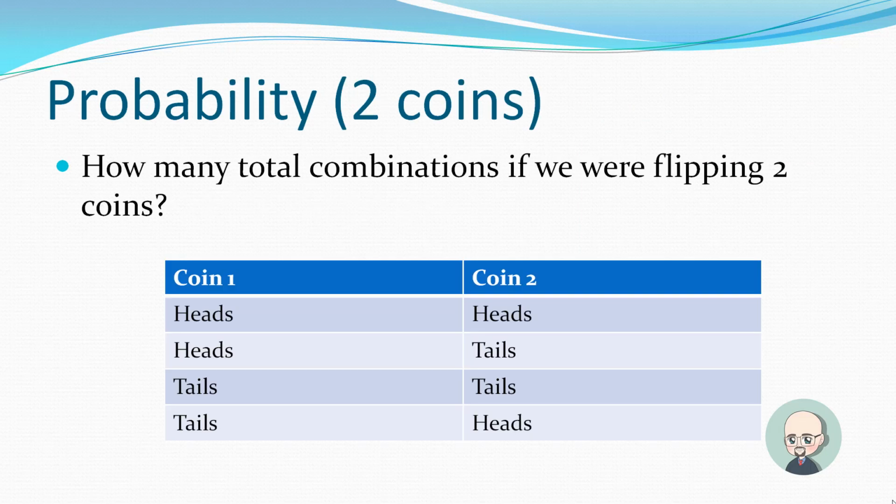So let's look at the total combinations. I wrote out a chart here. Coin 1, coin 2. Coin 1 comes up heads, coin 2 comes up heads. They both come up the same. Coin 1 comes up heads, coin 2 comes up tails. Coin 1 comes up tails, coin 2 comes up tails. Coin 1 comes up tails, coin 2 comes up heads. So that's every possibility. You could flip them around to check, but that comes out to a total of 4 combinations. Now, you could also figure that out by multiplying, because there's 2 sides to a coin, right? And there's 2 coins. 2 times 2 is 4.